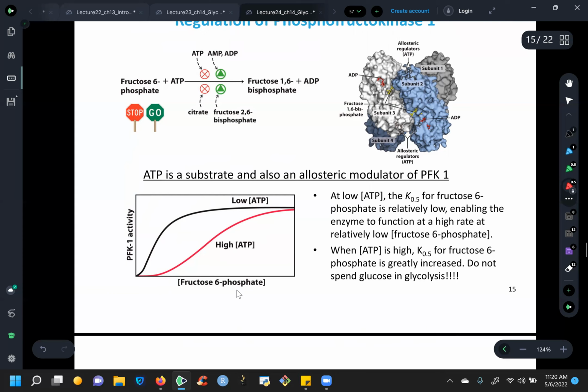So we do not want to spend glucose on glycolysis. Remember, when the Km is increased, it moves to the right, and that means that it's less effective. That's kind of how it gets modulated. Either it'll decrease the Km to make it more effective, or it will increase the Km to make it less effective.